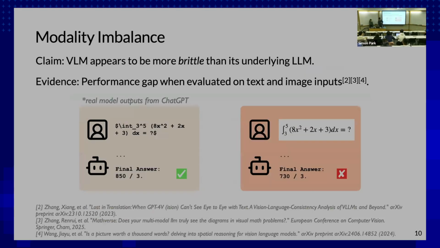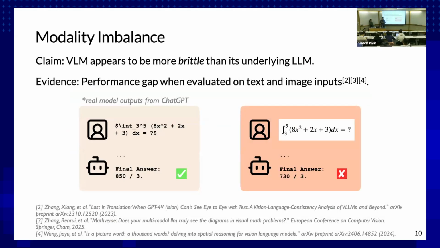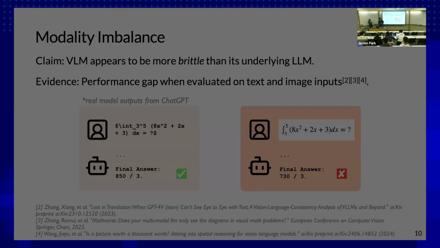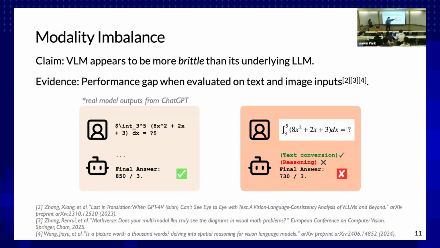So here's a concrete example. This is with ChatGPT. We provide an integral question in complete text form in LaTeX, and the model is able to answer correctly. But if we provide the same question in a screenshot in an image format, the model gives an incorrect answer. An interesting finding here was that it is able to convert to the correct text first, but even after converting it correctly, it still fails to reason to get the final answer. So there is something interesting going on with these vision language models.